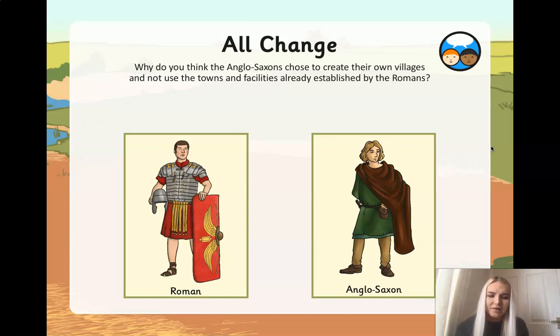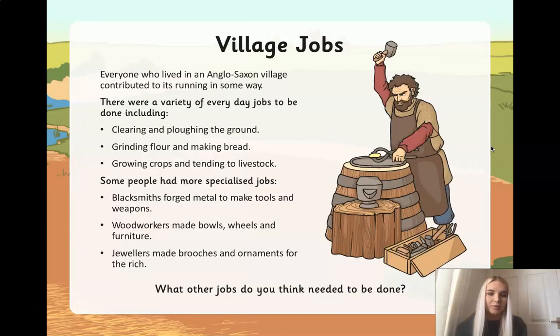But to the Anglo-Saxons, although they had smaller buildings and smaller houses, which we'll see in a moment, it was still about making sure that they looked good, and we'll see how they did this in a moment. Now, in an Anglo-Saxon village, they had lots of different jobs, and each person had a different job. There were some everyday jobs that a lot of Anglo-Saxon people did, which include clearing and ploughing the ground. So that means that they're making the ground ready for crops to be planted.